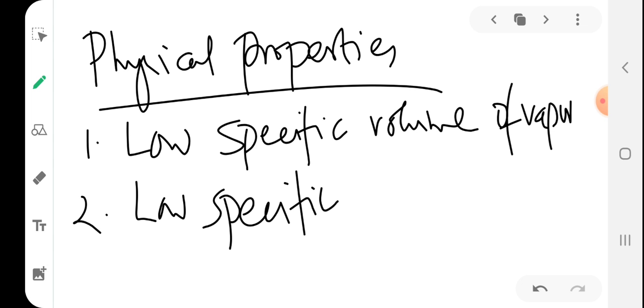So the specific heat of the refrigerant should be low, otherwise there will be a large sensible heating or cooling taking place in that refrigerant. And the latent heat of vaporization should be high, right? High latent heat of vaporization.